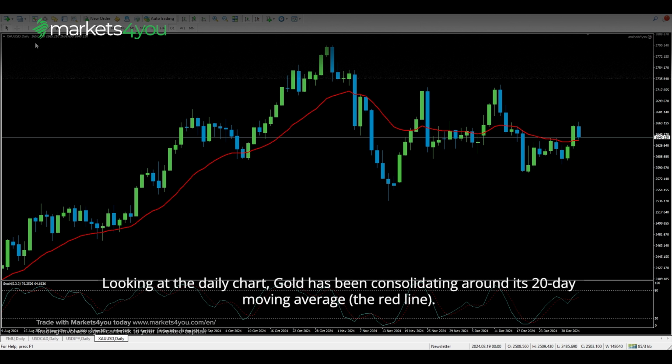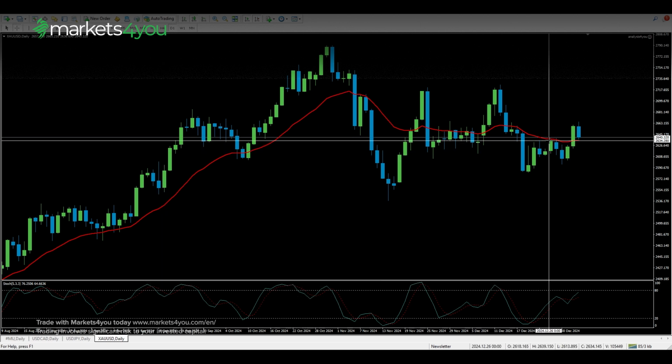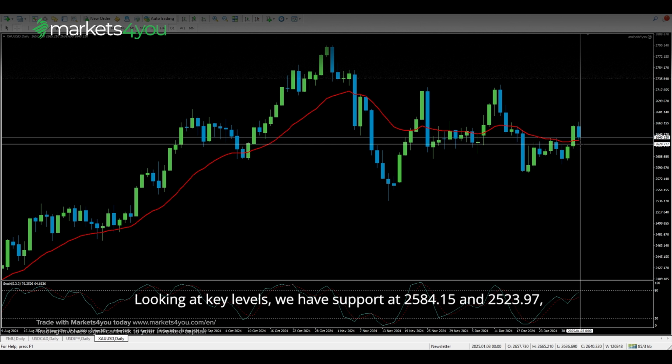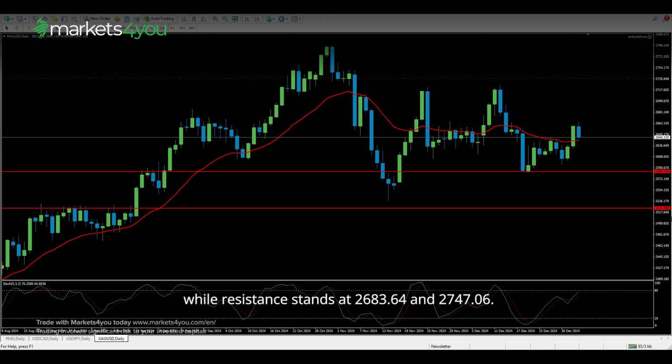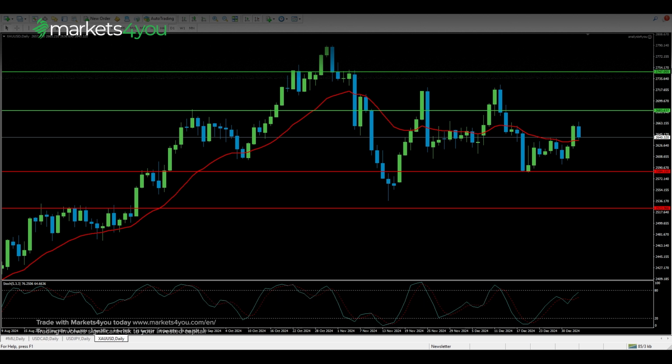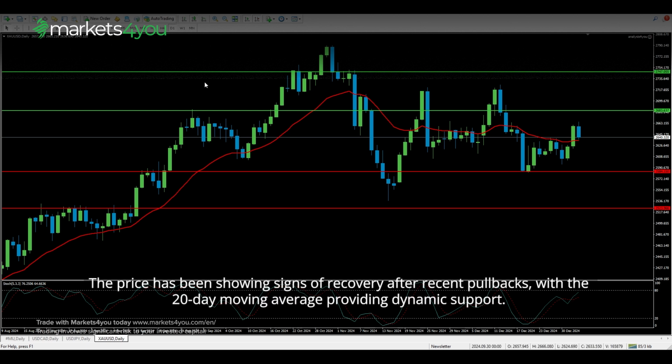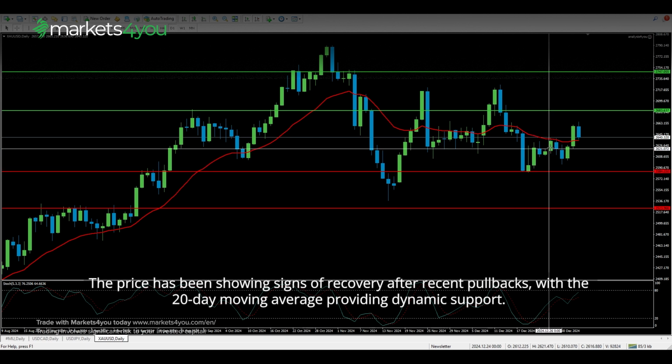Looking at the daily chart, gold has been consolidating around its 20-day moving average, the red line. Looking at key levels, we have support at 2,584.15 and 2,523.97, while resistance stands at 2,683.64 and 2,747.06. The price has been showing signs of recovery after recent pullbacks, with the 20-day moving average providing dynamic support.